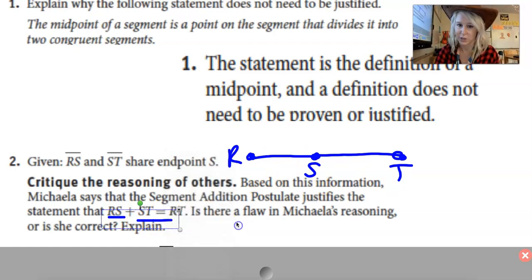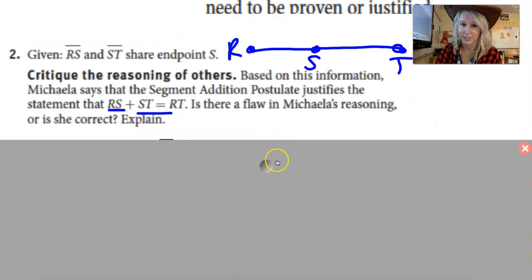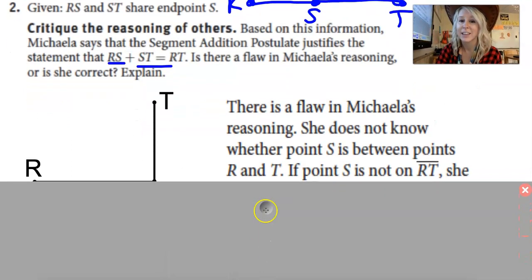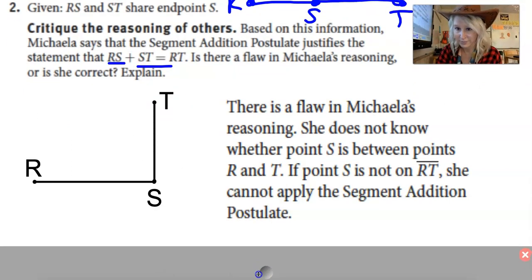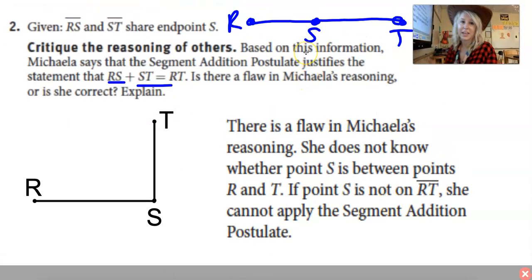However, there is a flaw, because she did not say that S was in between it. In the segment addition postulate, it told us that S was in between it, aka on the same line. Then it was true. But we could have also drawn this cool picture looking like a right angle. RS and ST, they both share an endpoint, but they're not in the same line.